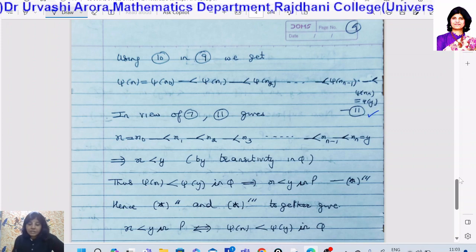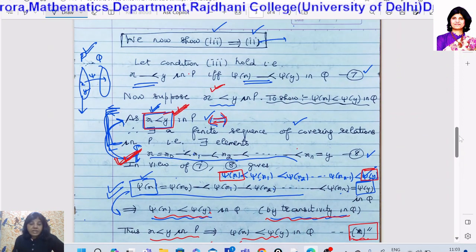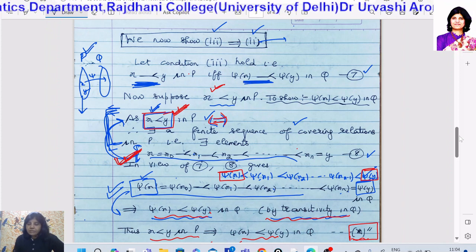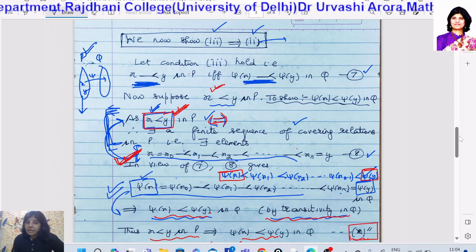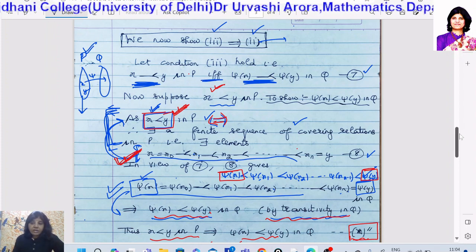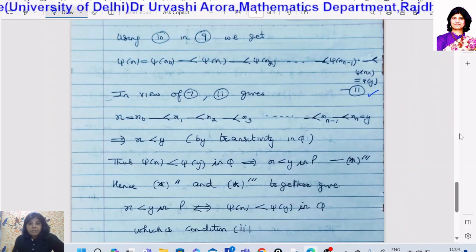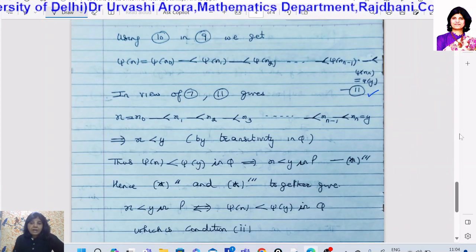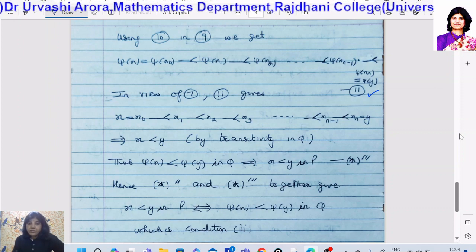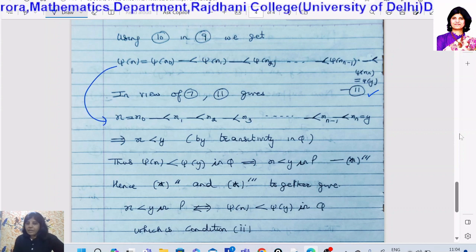Now in view of 7, 7 says that whenever the elements behave like covers, then their images behave like covers, and whenever the images behave like covers in Q, then the elements behave like covers. This result is if and only if, implies and is implied by. So now here the images are behaving like covers, and this automatically implies that the elements are behaving like covers.